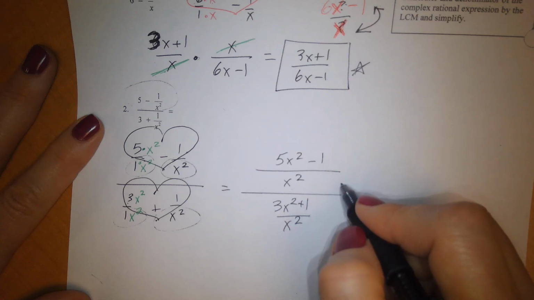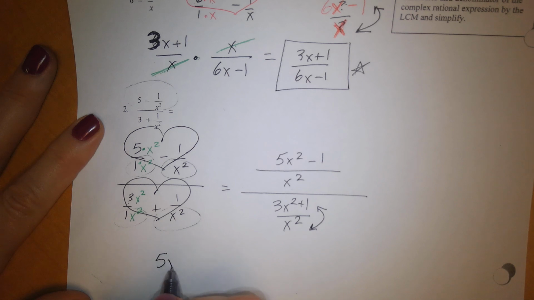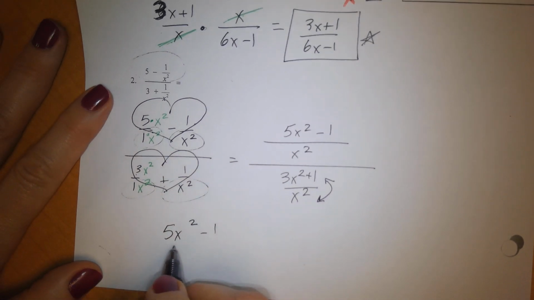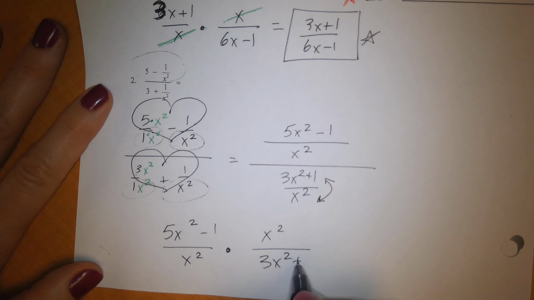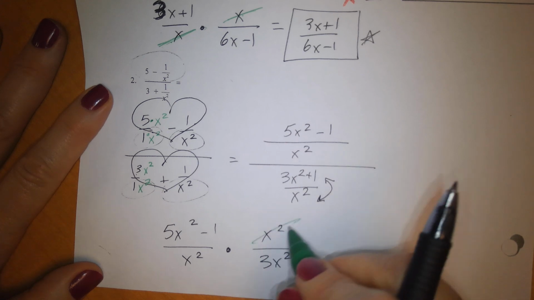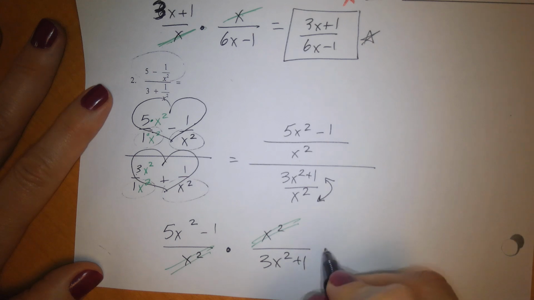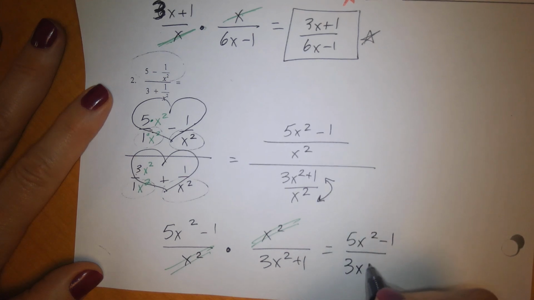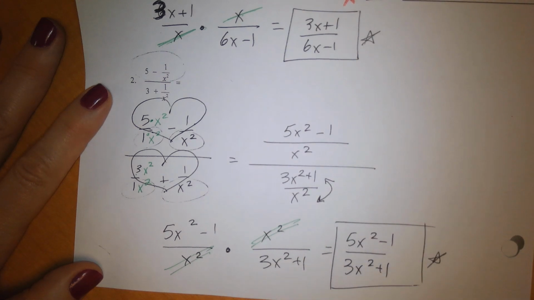So what we're going to do is multiply the top times the reciprocal of the bottom. So 5x squared minus 1 over x squared times x squared over 3x squared plus 1. You'll see that both of these x squared terms will cancel. So I'm left with 5x squared minus 1 over 3x squared plus 1. Final answer.